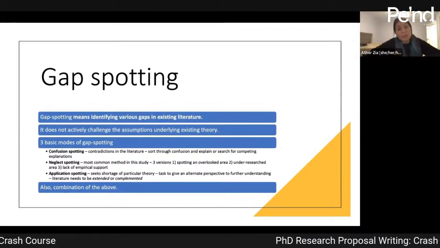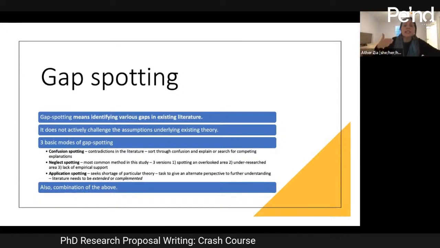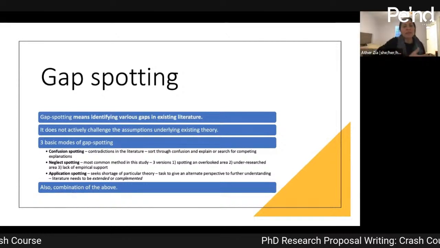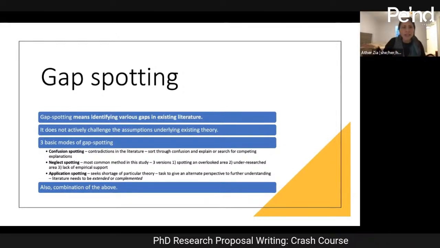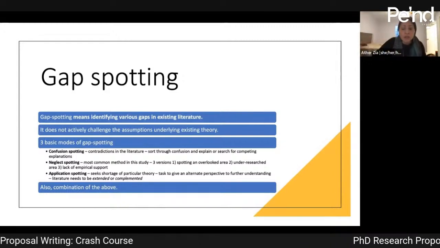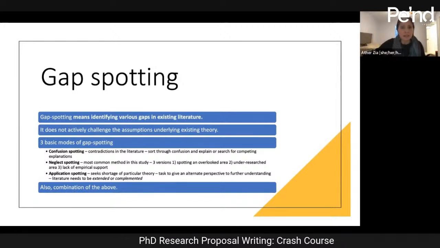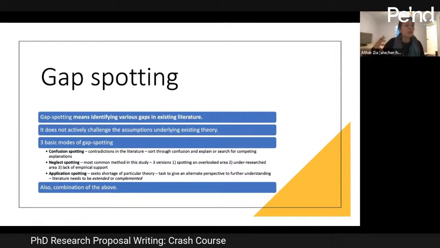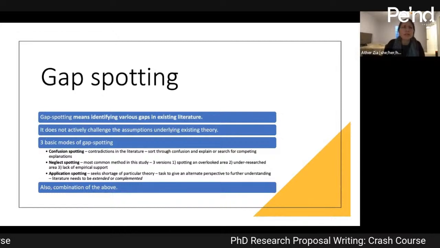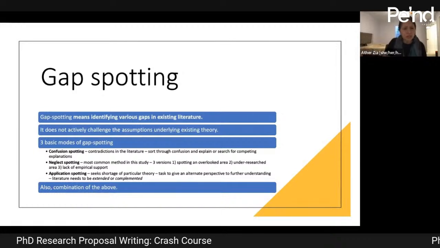And then also neglect spotting. If something has been overlooked, if something has been under-researched, if something has been said but it doesn't have enough empirical data, you can come in there. So again, it's all connected to how much you're reading. And then also application spotting, which is an alternate perspective that you give, that this literature needs to be extended. There needs to be more to this. It needs to be complemented. This needs to be supplemented. So these are ways that you can read, and you can compare different articles. You can compare different research that people have done.